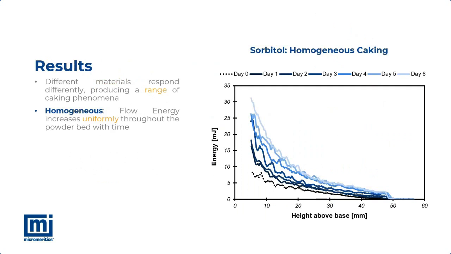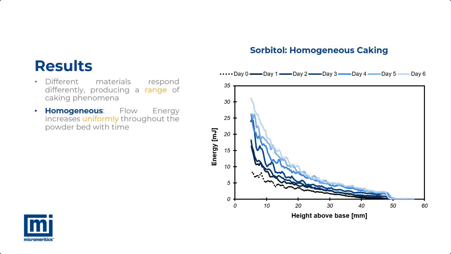When the samples are ready to be tested, a single flow energy test is performed, and the combined force and torque generated by the blade's passage can be examined. First results are from sorbitol, which demonstrates typical homogeneous caking. The dotted line shows the flow energy of the powder for an uncaked sample. Here we can see that, as expected, the energy increases simplistically with descending height into the vessel.